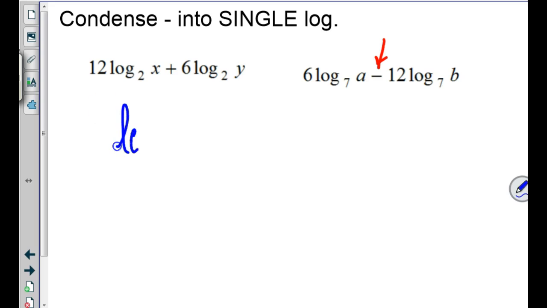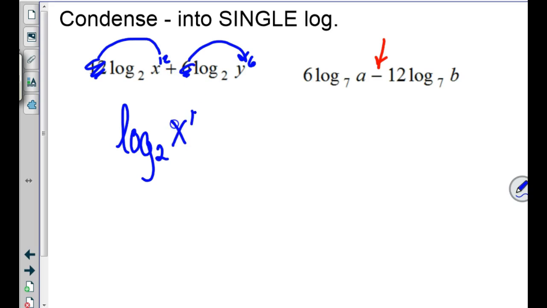I don't think you have these. These were pretty basic ones. I just wanted to do log base 2 of. Where can this 12 go? So this will become x to the 12th, and this 6 will go here. So now I have a plus. What does the plus tell me to do with those? Multiply. So I get x to the 12th, y to the 6th.